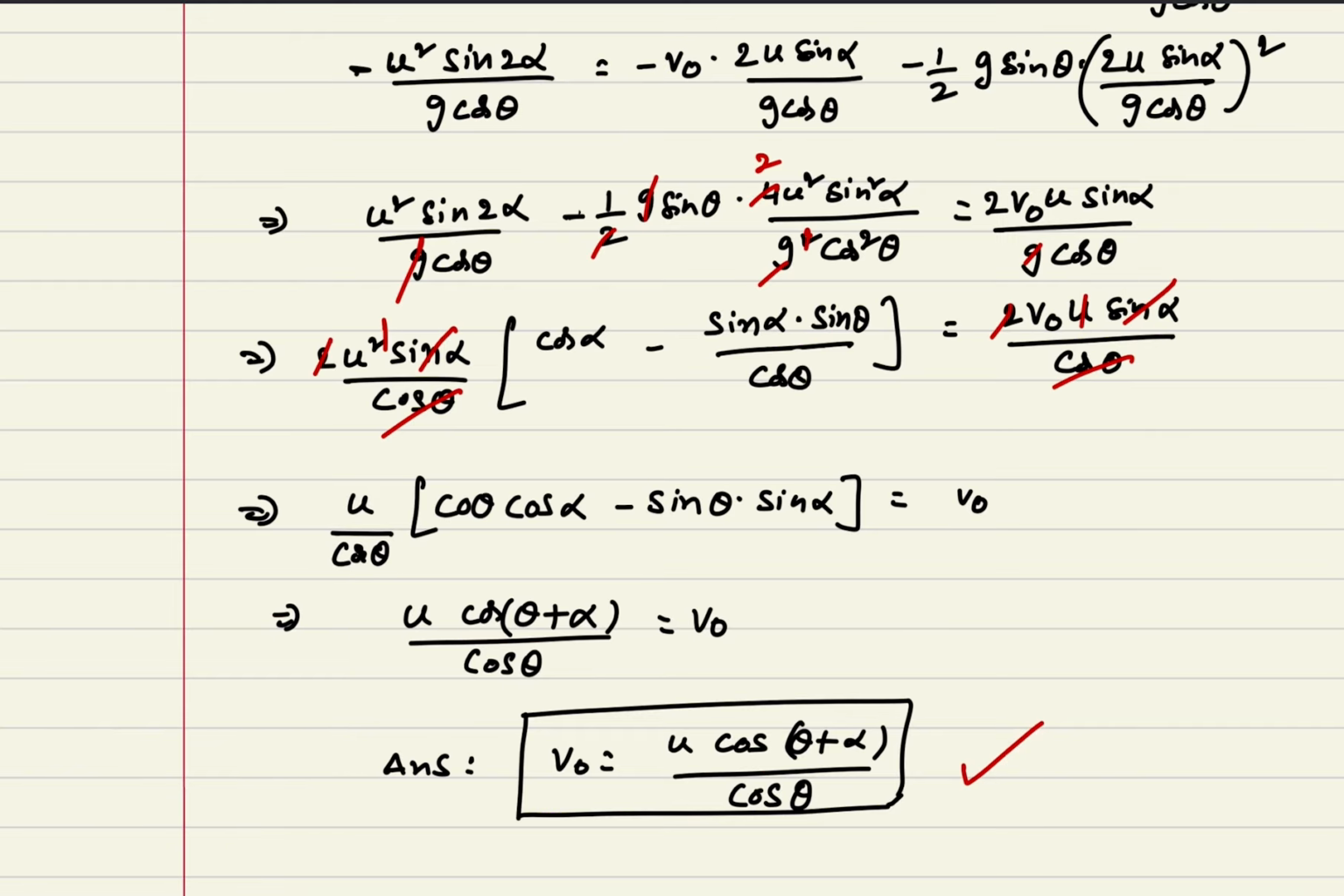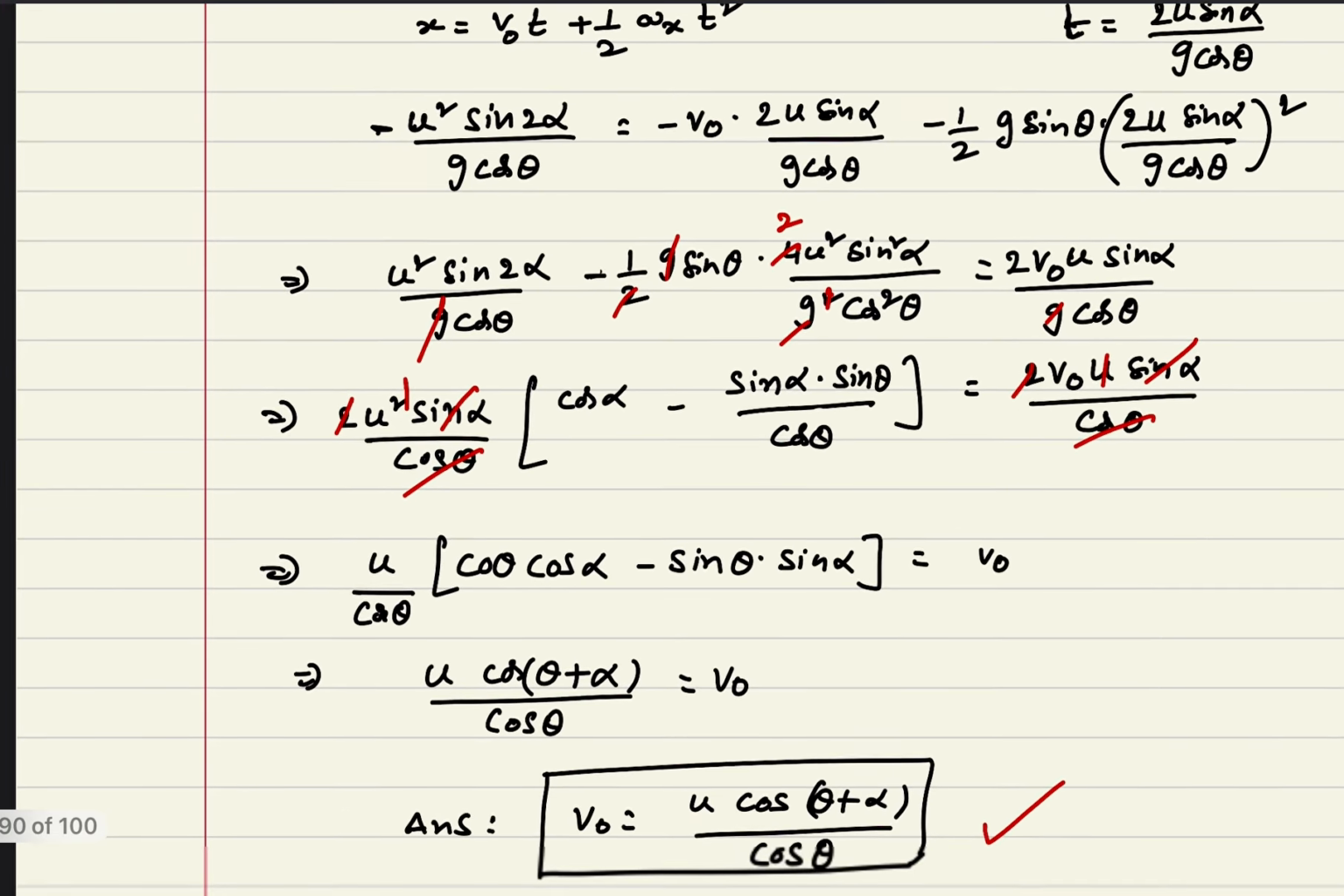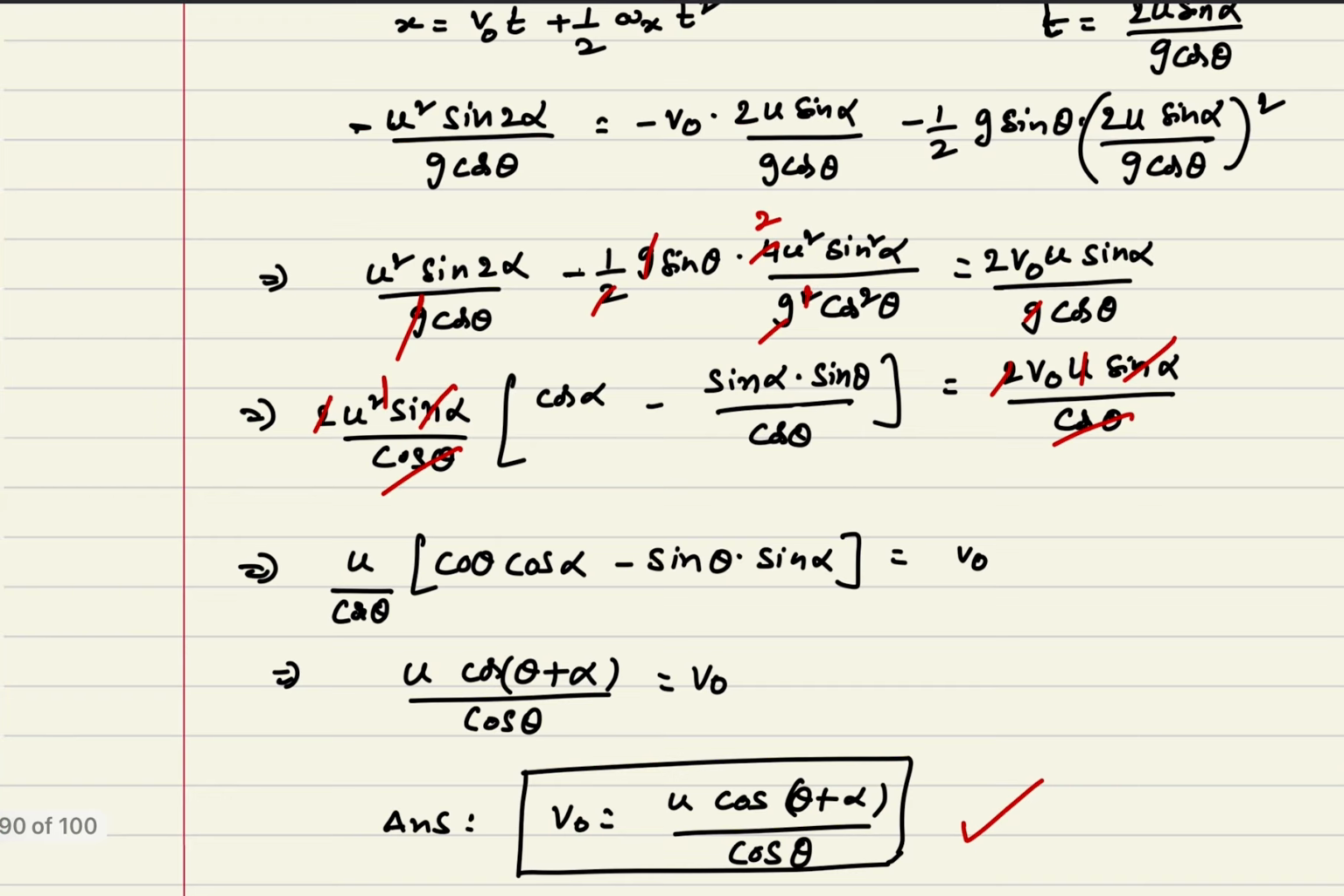Finally I am getting u cos (theta plus alpha) divided by cos theta. This is the calculation, and you can check it. I wrote all the x terms: v naught is downward, x is in the downward direction, the displacement of the box along the x-axis is in the downward direction, and ax is also in the downward direction for the box.